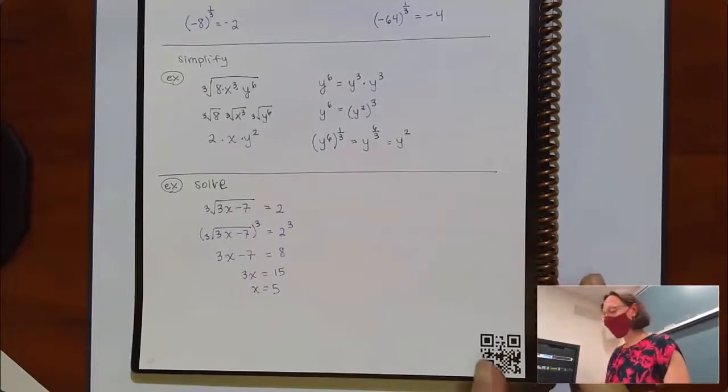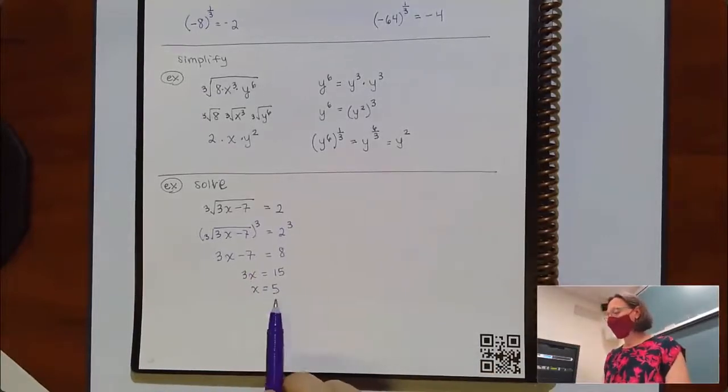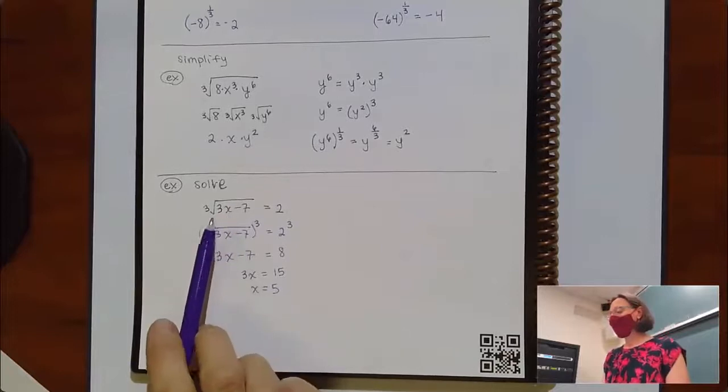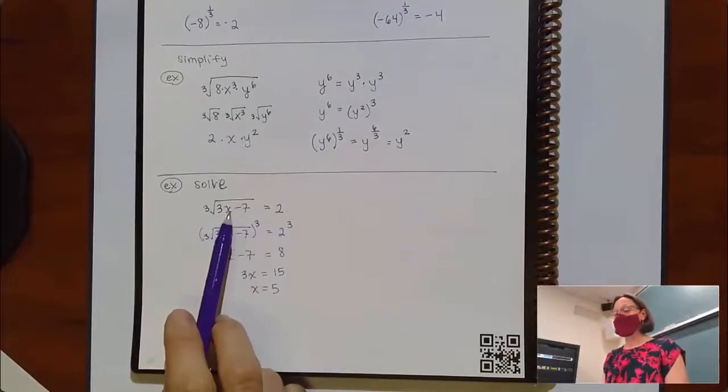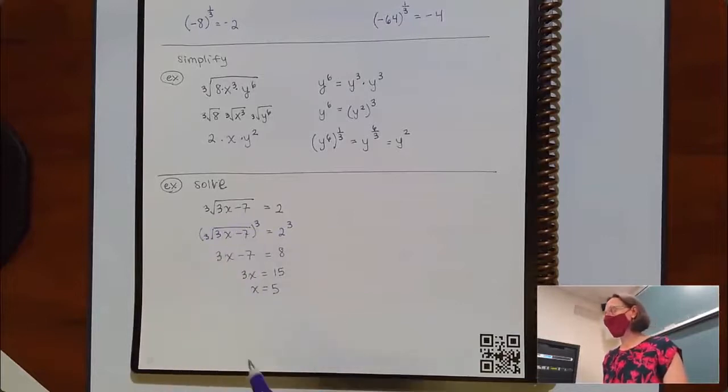We can do a quick check plugging it back in. I plug the 5 back in. 3 times 5 would give me 15. Minus 7 takes me to 8, and the cube root of 8 is 2. So we're good. There's our answer.